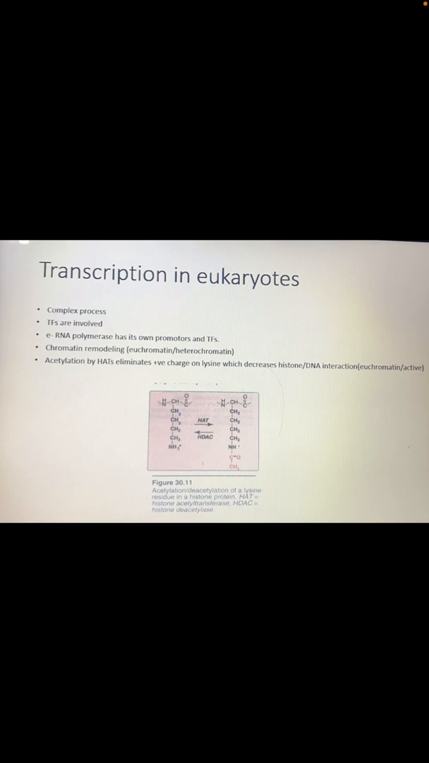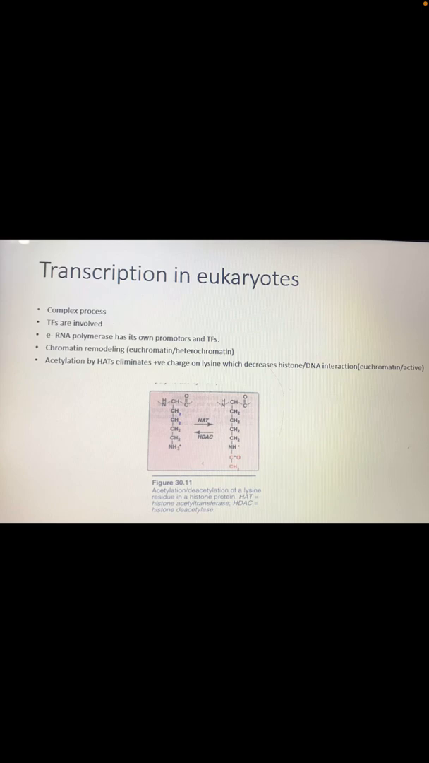The first step for transcription, which is the formation of different types of RNAs from DNA in the eukaryotic system, is chromatin remodeling. If you have a condensely packed chromatin structure, which is called heterochromatin, you have to convert it into euchromatin first. This process of interconversion of heterochromatin into euchromatin, and euchromatin into heterochromatin, is called chromatin remodeling.